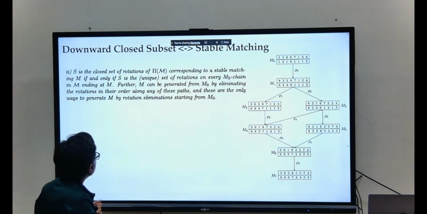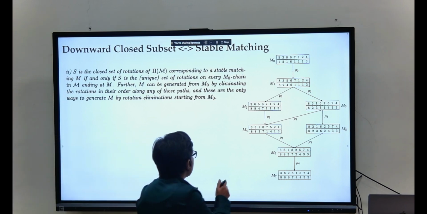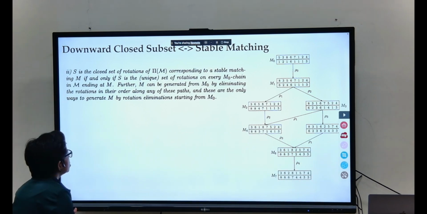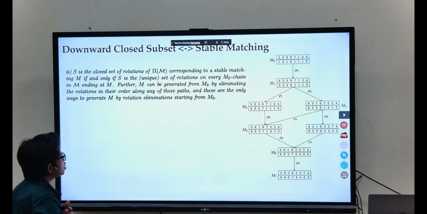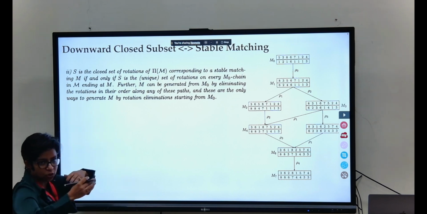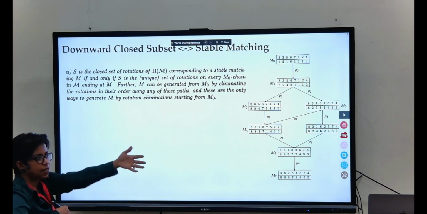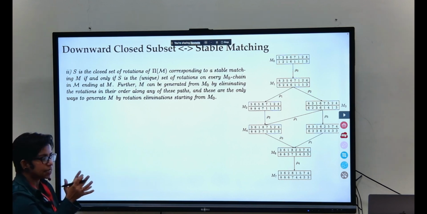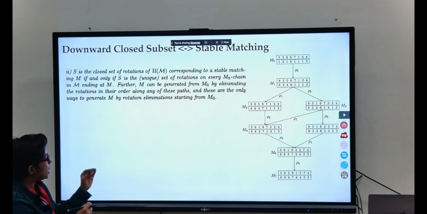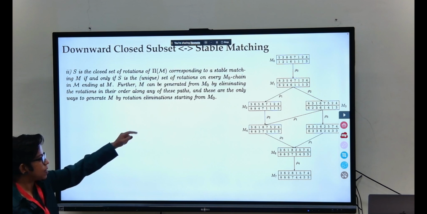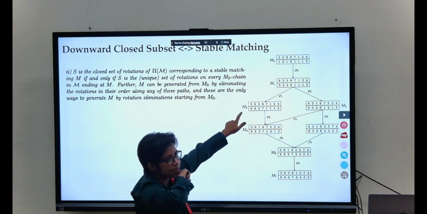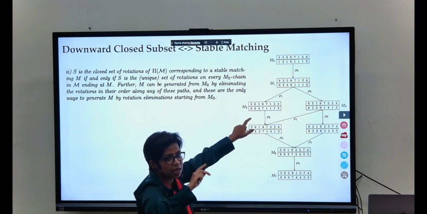This is the second property. Take any matching, let us start with this. Let us read this. S is the closed set of rotations of the rotation poset corresponding to a stable matching M if and only if, so we know that there exists such a unique correspondence. So for a closed subset of rotations, take the matching that it corresponds to. This means that S is the unique set of rotations on every M0 chain. M0 is the man optimum stable matching. So every chain that starts with M0 and ends at that matching will contain the exact same rotations.